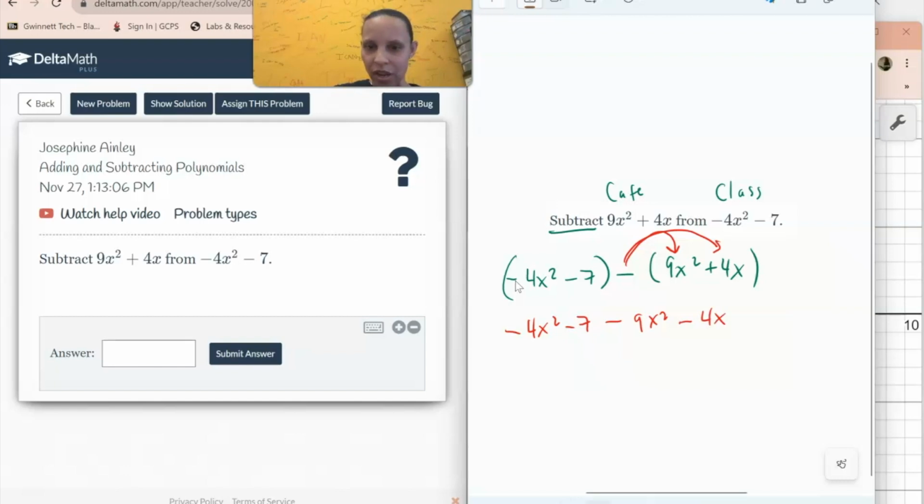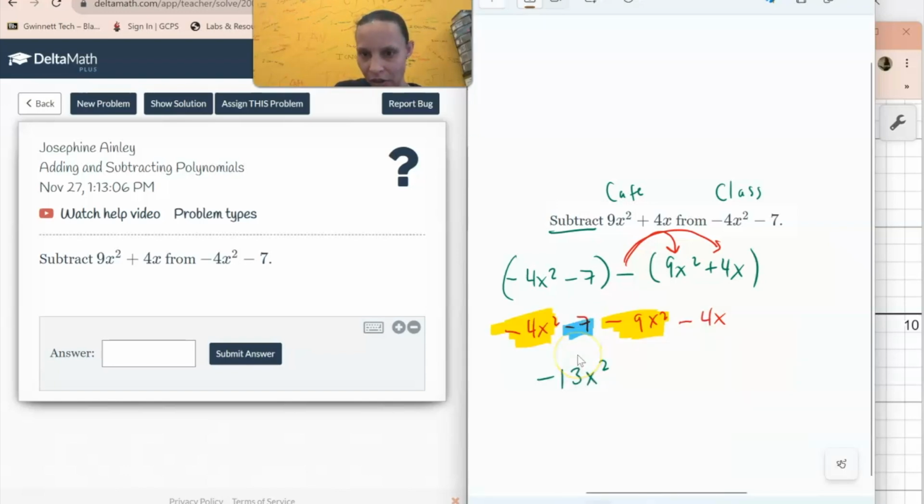Once you have distributed everything, you're going to go ahead and combine like terms. So what looks alike? I have x squared terms, which are alike. So those two terms look alike, so we're going to combine that. I have negatives and more negatives, and again, feel free to use a calculator. I'm just going to do this by hand. It's going to be more negatives. How many negatives in total? 13x squared. Do I have any other like terms?